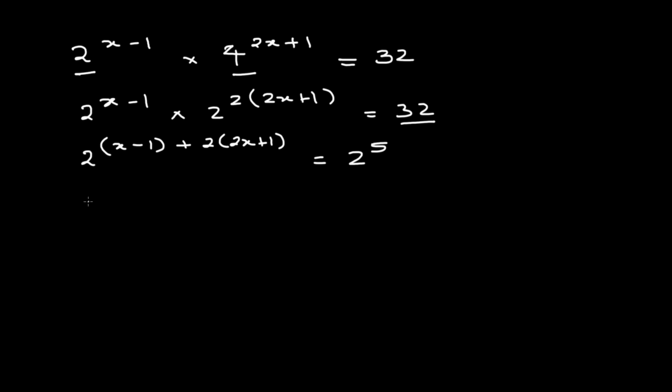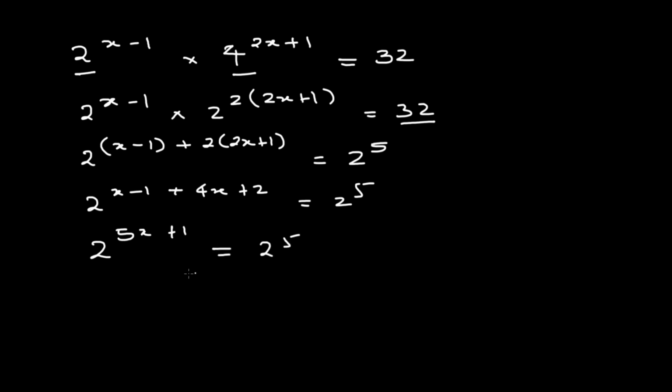Here I can say 2, this I can repeat, but this I can expand, so I'll get 4x plus 2. I have to be very careful, because if I lose one term here, then I'm gone. So this is going to be 5x, and then this is going to be minus 1. So this is 5x plus 1, and then it's equal to 2 power 5. If these are the same base, you can actually just equate the exponents. But the official way of doing it is we apply the same log.